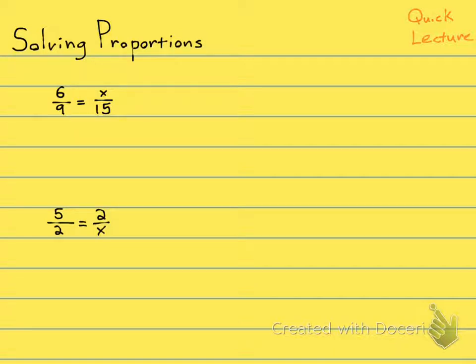They usually can't wait. They shout it out: cross multiply. That's right. So a proportion is where we have a fraction or a rational expression that equals another fraction or rational expression. You can't cross multiply unless you have this equal sign. Okay, so let's see it done.